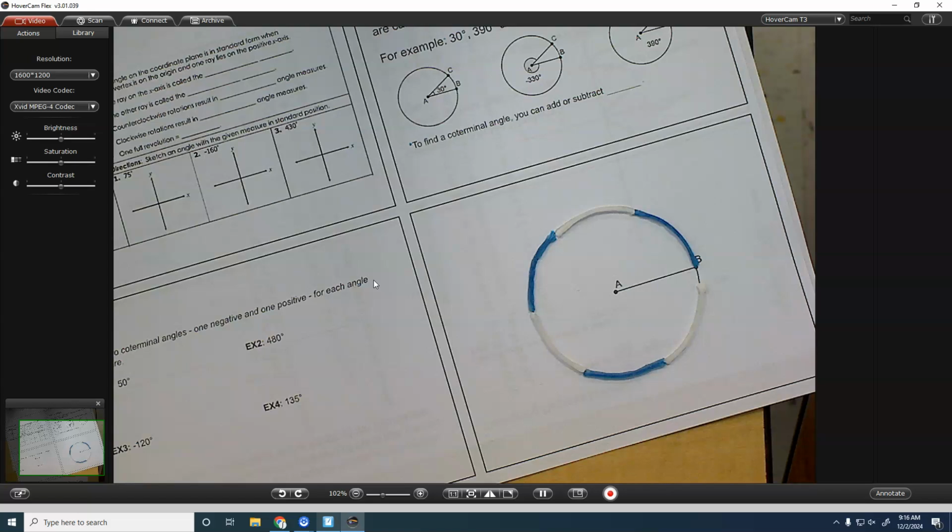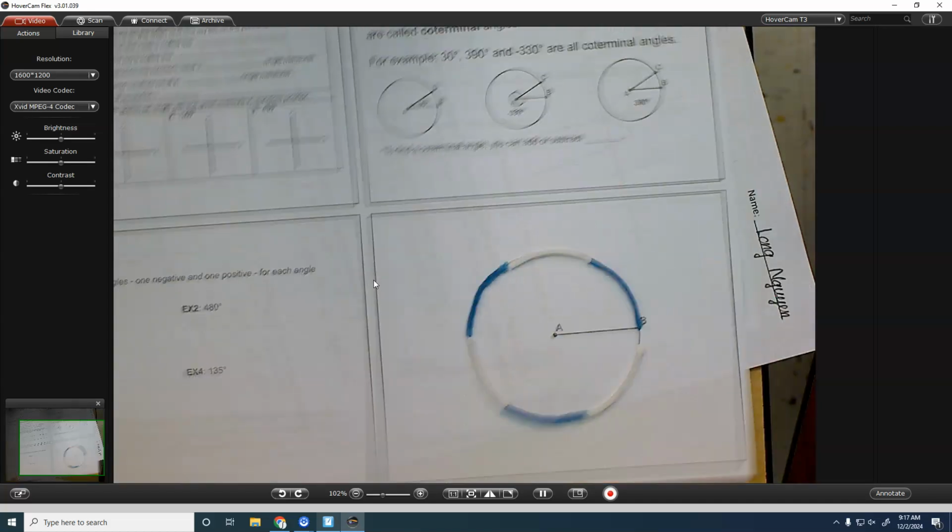It does not vary. There is a right answer. If yours matched up perfectly, and it goes perfectly around the circle, yours is not right. You should have a little bit of a gap like mine. Now let's talk about why.